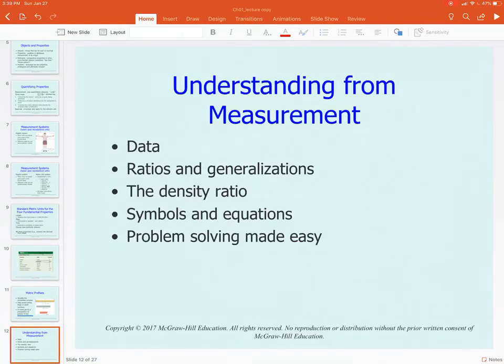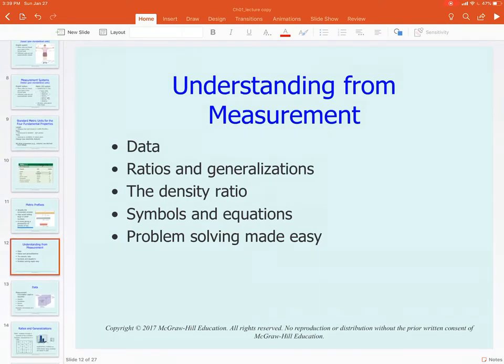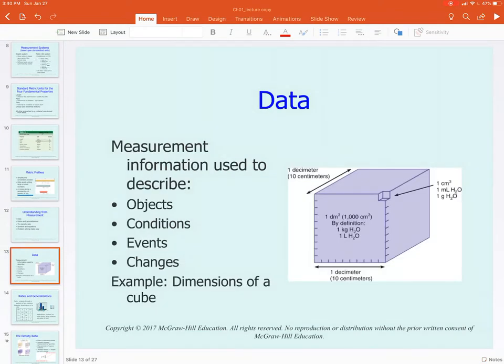Okay, so we are going to pick up now on the second video of our Chapter 1 lecture. This is going to include where we start talking about ratios and density. So I am going to scroll over here to this slide that talks about data.